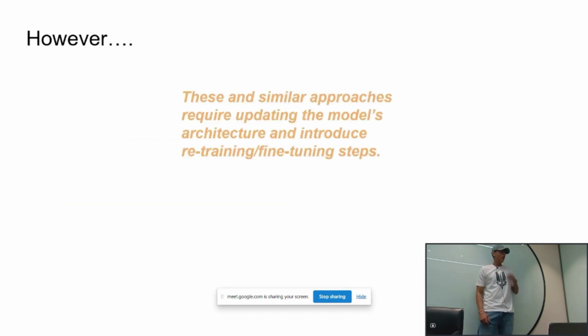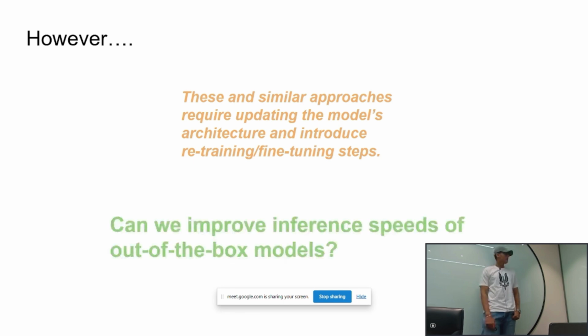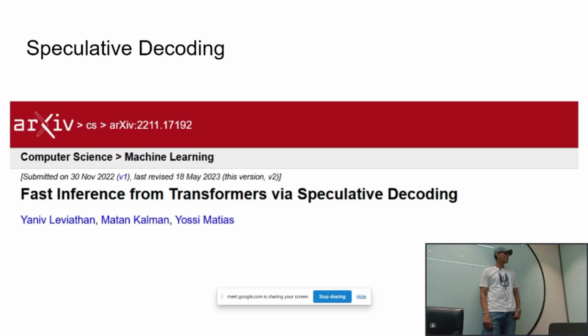However, all of these approaches that I talked about require you to either update your model architecture or fine tune it or retrain it. The main question is, can I just take a model out of the box and increase its inference speed? The idea is, if today I can go to Hugging Face and download any large model, can I make it fast enough? It turns out the answer is yes. And how we achieve this is through speculative decoding.